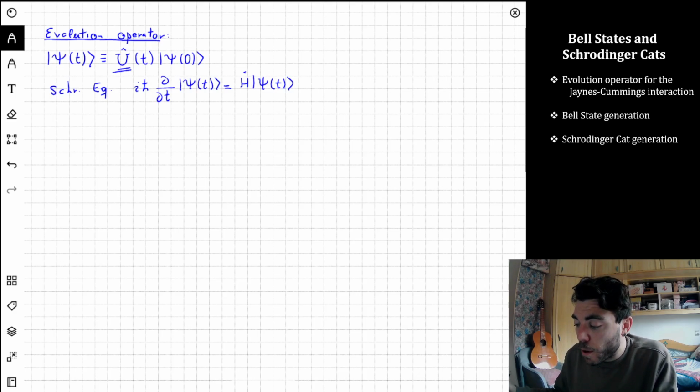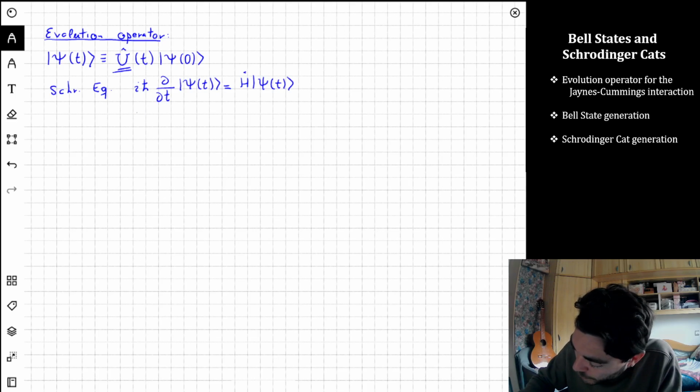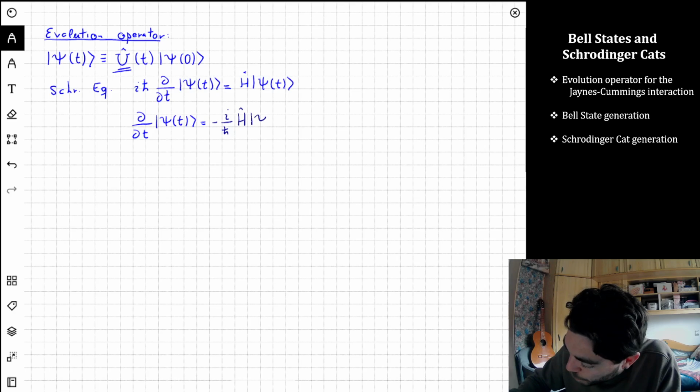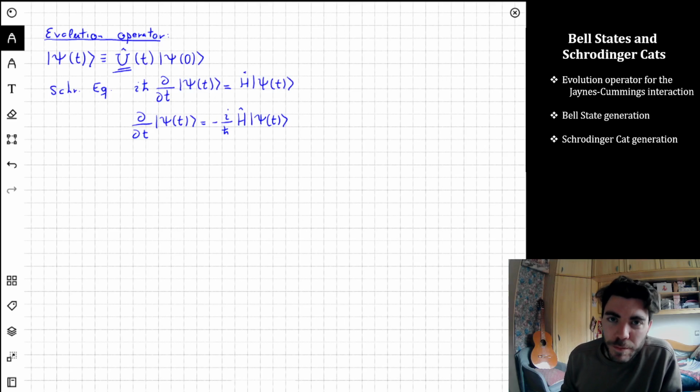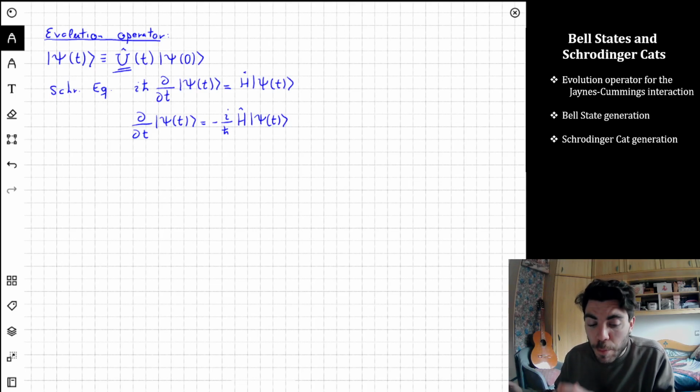We know the evolution of the wave function because the evolution in time of the wave function is exactly what the Schrodinger equation tells you. So from here we can say that the derivative with respect to time of the wave function is equal to minus i over h bar, the Hamiltonian applied on the wave function. So as you can see, the object that is producing the evolution of the wave function is the Hamiltonian. So the evolution operator is going to depend on the Hamiltonian of the system, which is an important feature.